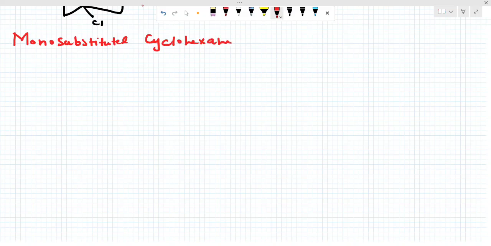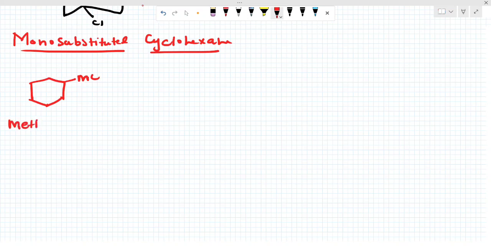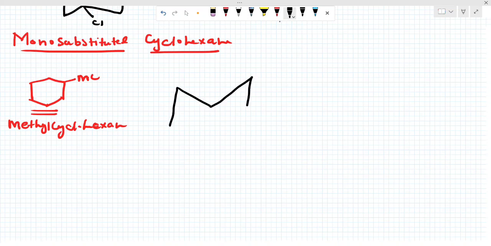Mono substituted cyclohexane. Now I take this normal structure. This is methyl. It's a methylcyclohexane. This is the formula, so I use that name. Now listen, this molecule actually does not exist like this structure. They exist in chair form, because chair form is the most stable form of cyclohexane. Now write the chair form. Now I put the methyl group here. Now I do the ring flipping. Now the methyl group becomes this side.